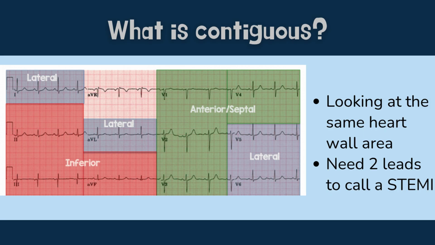Similarly, leads 1 and AVL, for example, look at the high lateral wall and that makes them contiguous. So we would need to see lead 1 and AVL both with ST elevations. We never call a STEMI on one single lead. We basically need 2 neighbors agreeing on the situation.